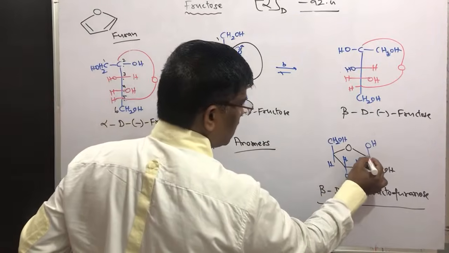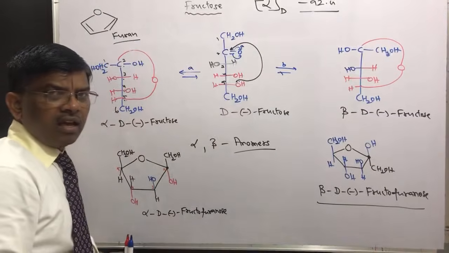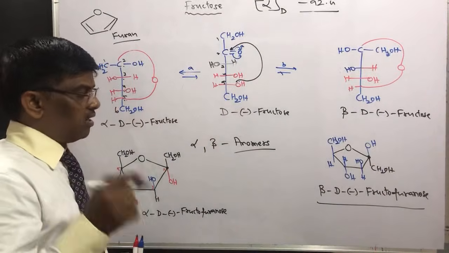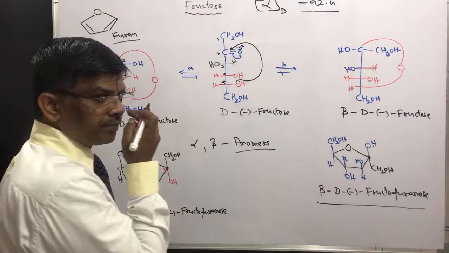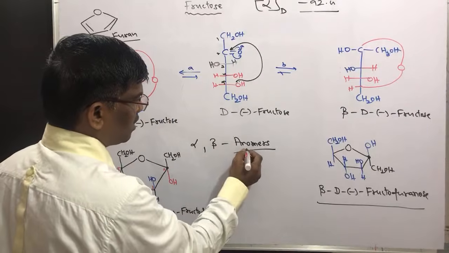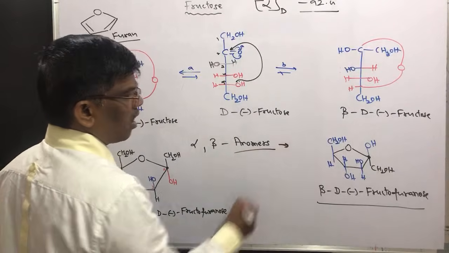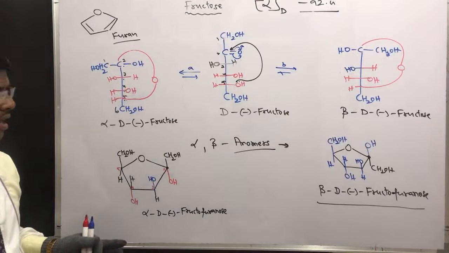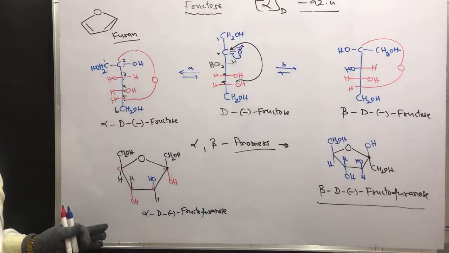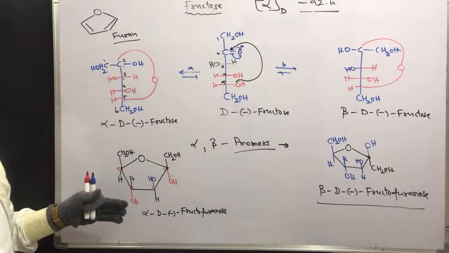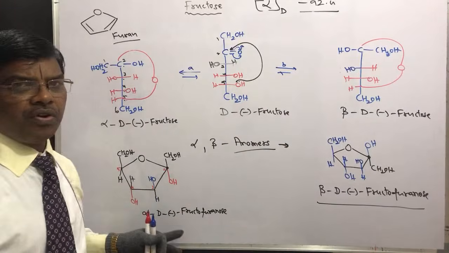In fructoses, it is C2. In aldoses, it is C1. Yes, anomers. C1 or C2 anomers. Alpha and beta fructoses are C2 anomers. Yes, students. So this is how fructose exists in furanose form.